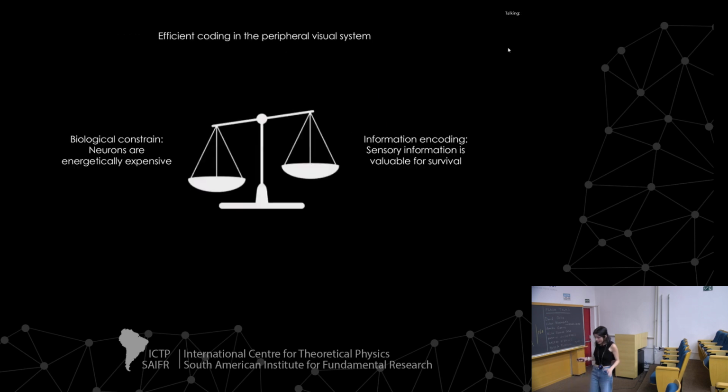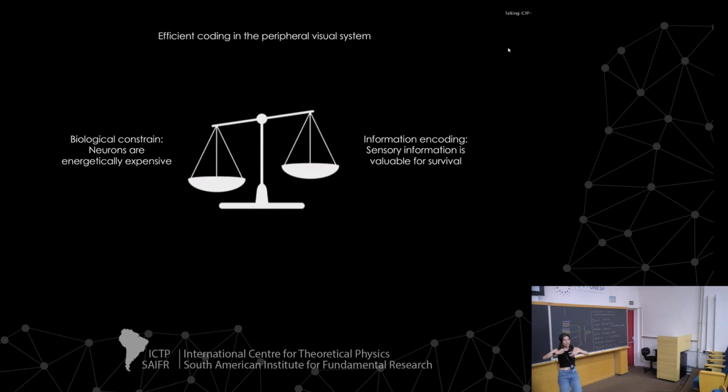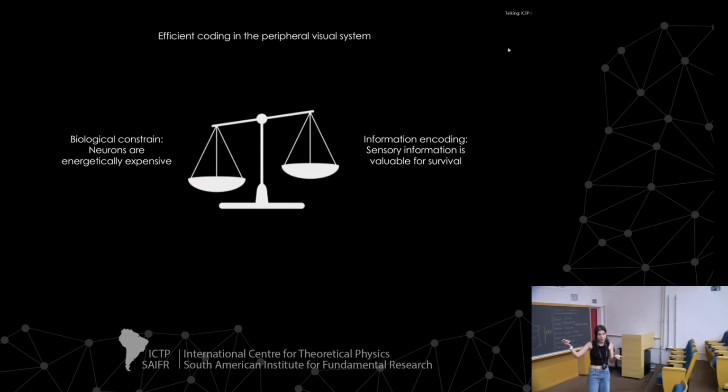So I hope, up to now, I convinced you that animals have a specific trade-off, right? They really want to encode important information from the environment, because they need to survive, so they need to do this encoding of information as much as they can. But they are also constrained by the specific substrate that they have.